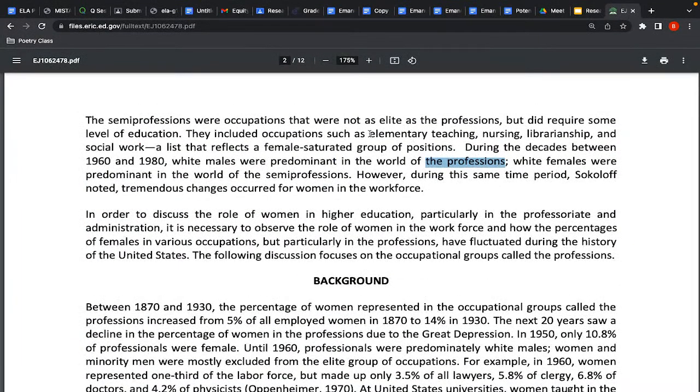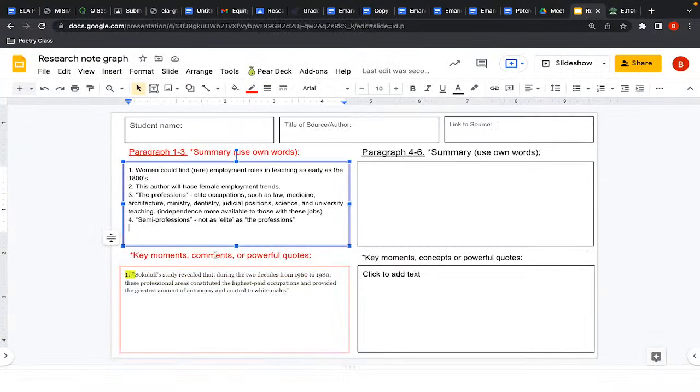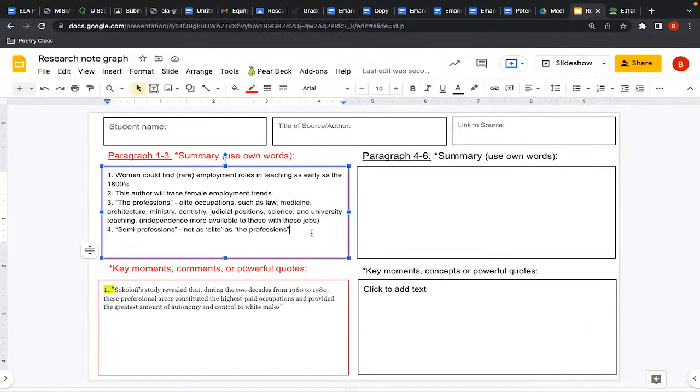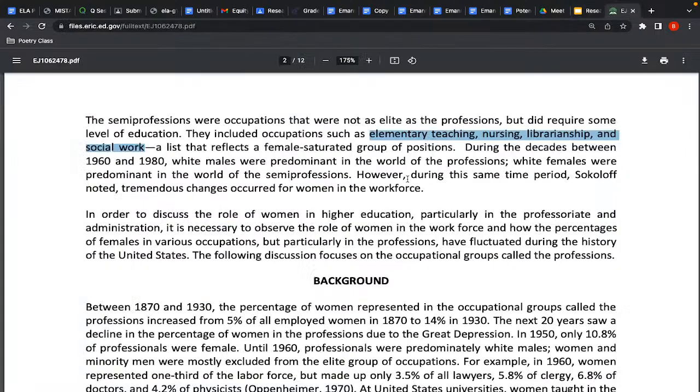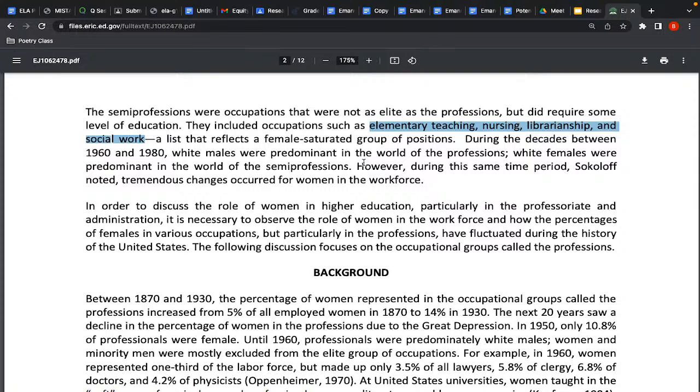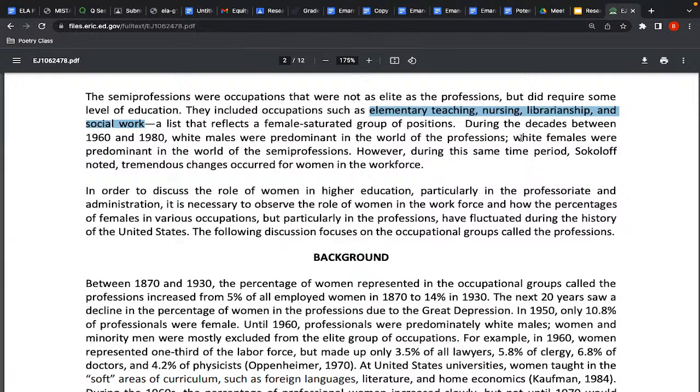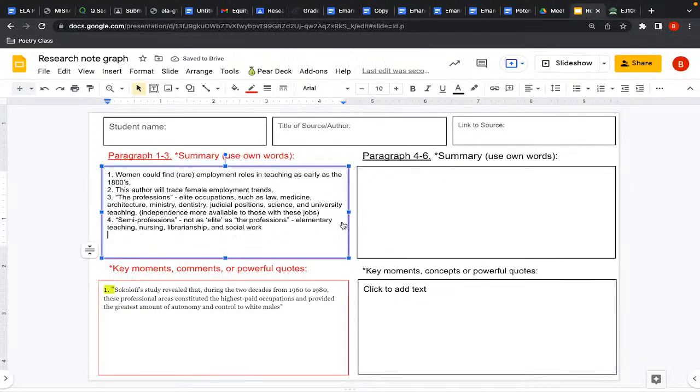Okay. I want to note the types of jobs that are included. So I'm going to press Control C, which means copy, and you can use it in some places. I just don't want notes full of copy and pasted stuff here. I'm just using it to make it convenient for me. Also next here, is there something else? White males predominating in the world of the professions. I already kind of knew that or assumed that. All right. White females were predominant in the world of semi-professions. Let's note that.